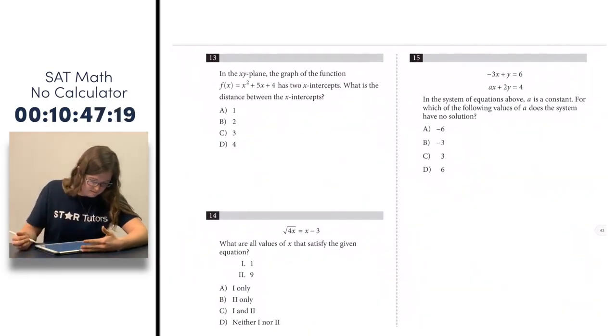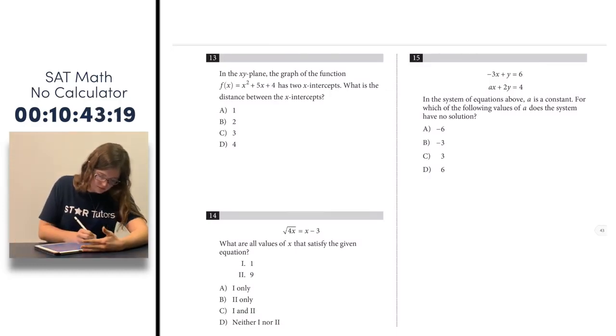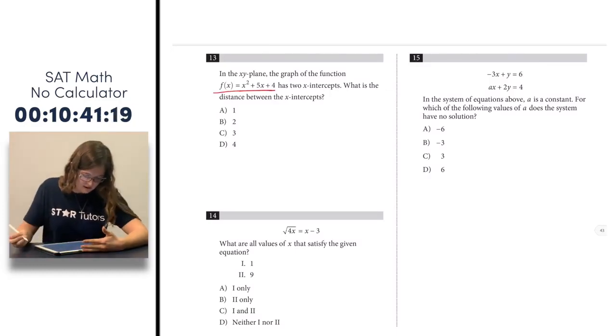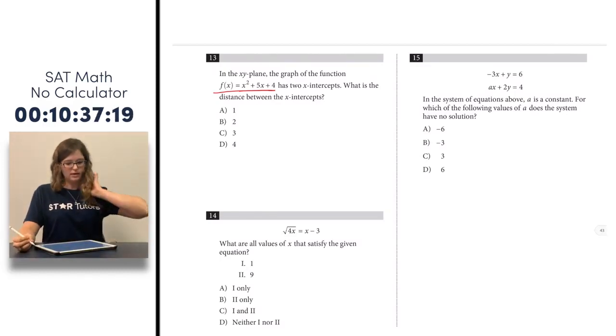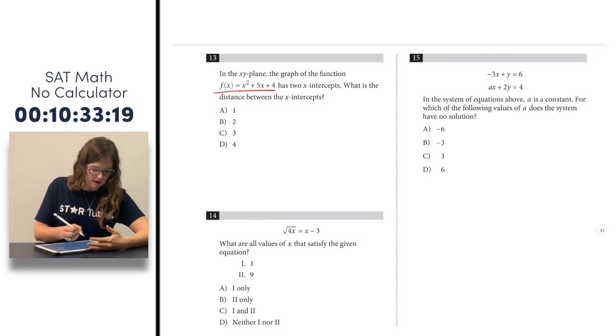13. In the xy plane, the graph of the function, so this is a parabola, right? I know it's opening up. It has two x-intercepts. What is the distance between these x-intercepts? Interesting. Okay, so I'm going to solve this one by factoring it.